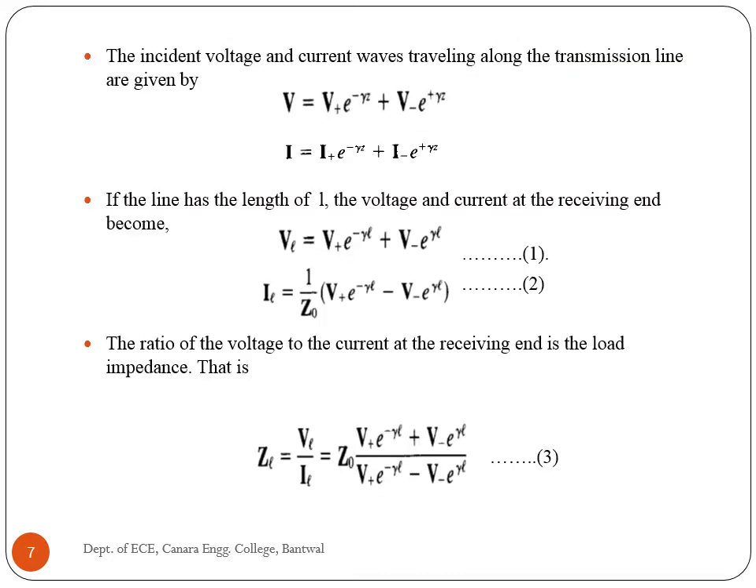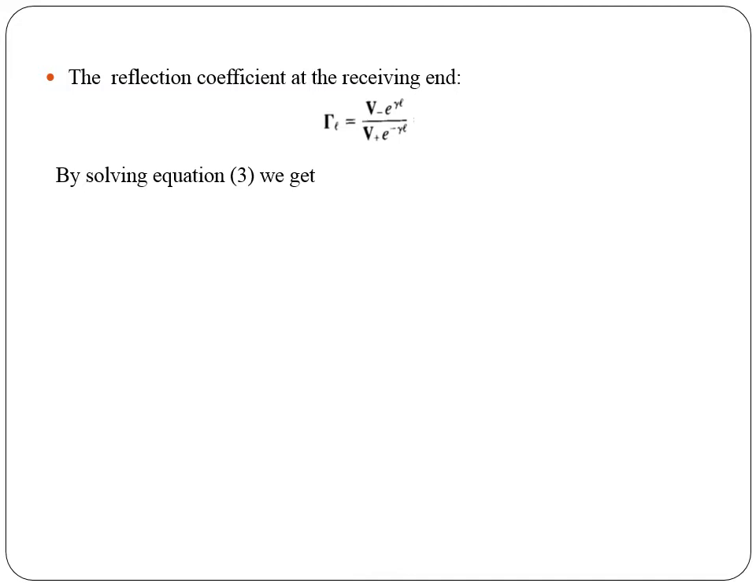The incident voltage and current waves traveling along the transmission line are given by the following two equations. If the line has a length of L, the voltage and current at the receiving end become as per equations 1 and 2 respectively. The ratio of the voltage to the current at the receiving end is the load impedance, given in equation 3. The reflection coefficient at the receiving end is the ratio of the reflected voltage to the incident voltage. By solving equation 3, we will get the reflection coefficient at the receiving end in terms of impedances.